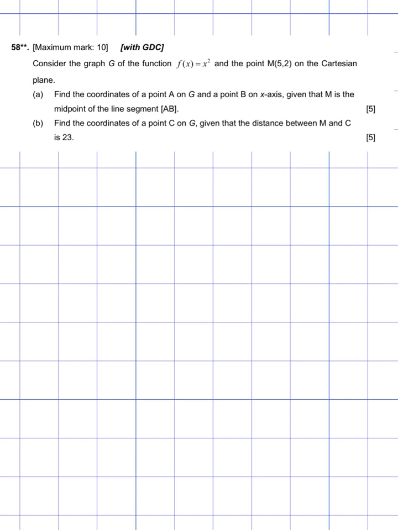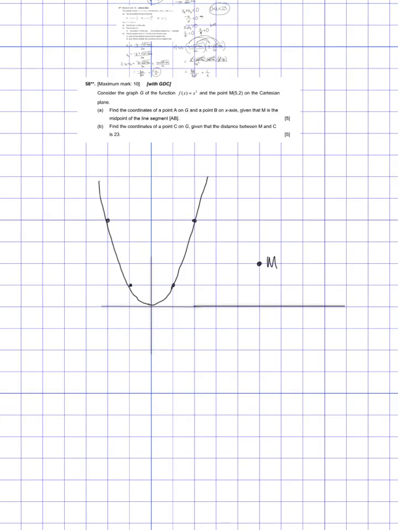Okay, consider the graph G of the function f of x equals x squared and the point M (5, 2) on the Cartesian plane. Find the coordinates of a point A on G and a point B on the x-axis, given that M is the midpoint of the line segment AB. So I've drawn the situation out. If we have just some general point on this graph, wherever, it doesn't matter where.